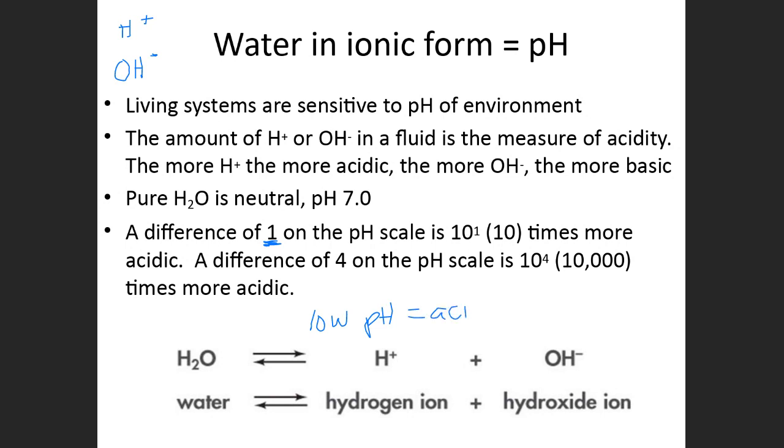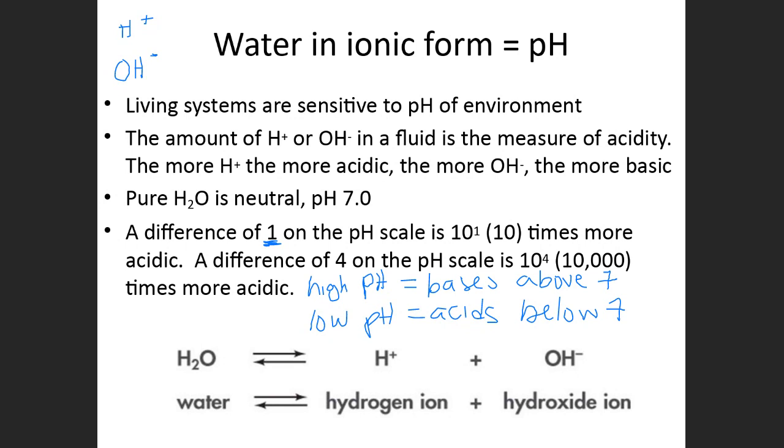So things that have a low pH are acids. So that's below 7. And a high pH are bases. And that's above 7. A difference on that pH scale is huge. So it's not like a linear thing where it's like a difference of 1, oh, well, whatever, it's not that big.